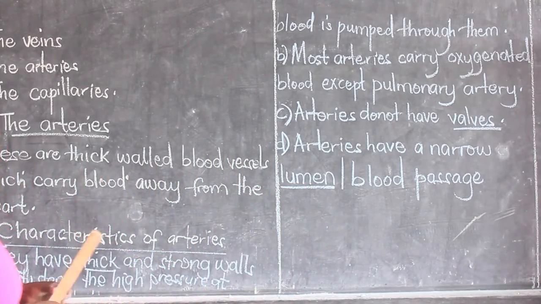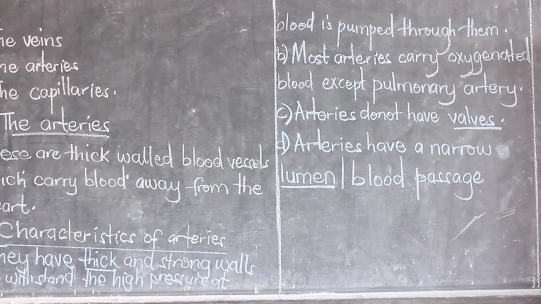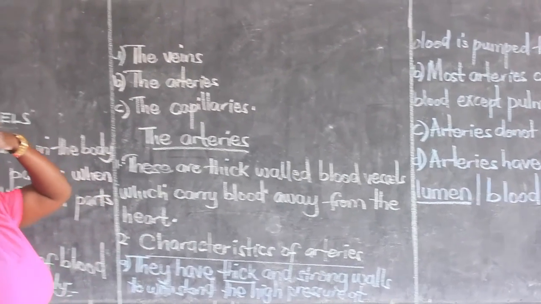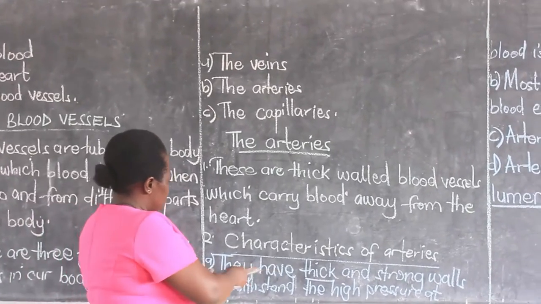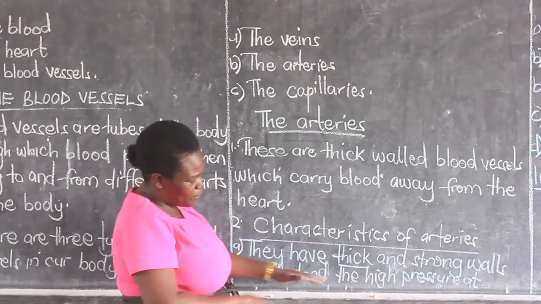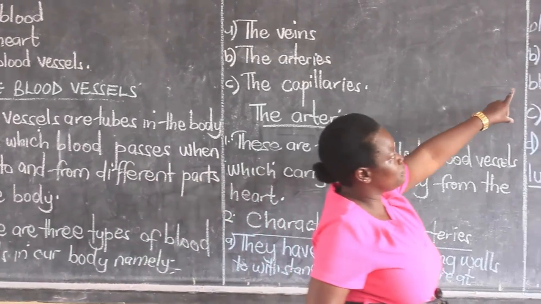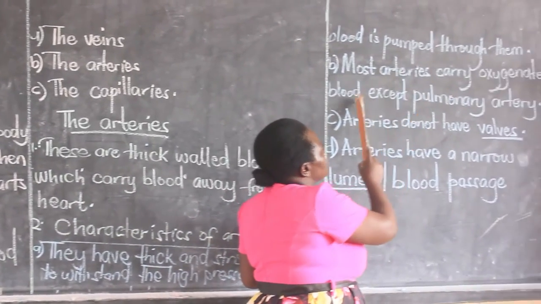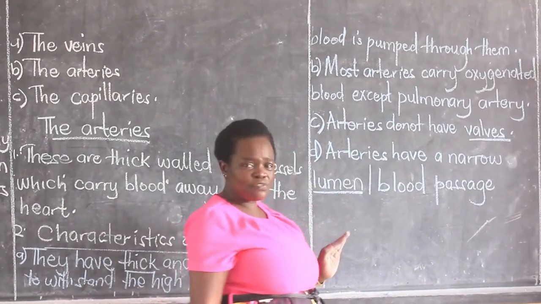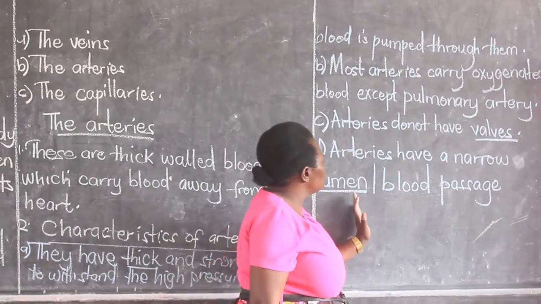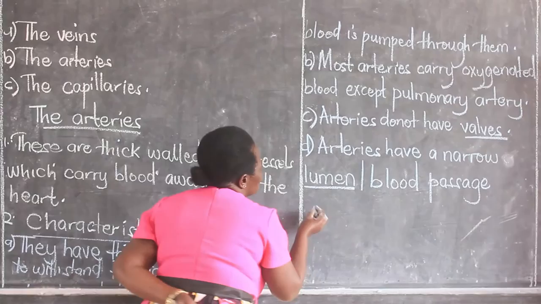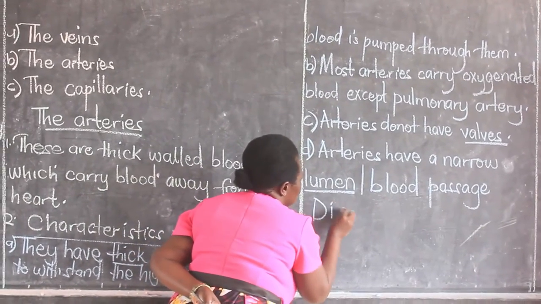Children, I'm going to go back through these characteristics, and then thereafter I will show you the diagram of an artery. We say they have thick and strong walls to withstand the pressure at which blood is pumped through them. Most arteries carry oxygenated blood except the pulmonary artery. Arteries do not have valves, and arteries have a narrow lumen, or a narrow blood passage. We are going to look at the structure or the diagram.